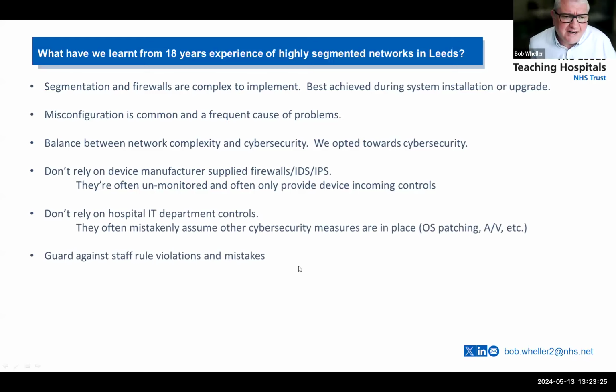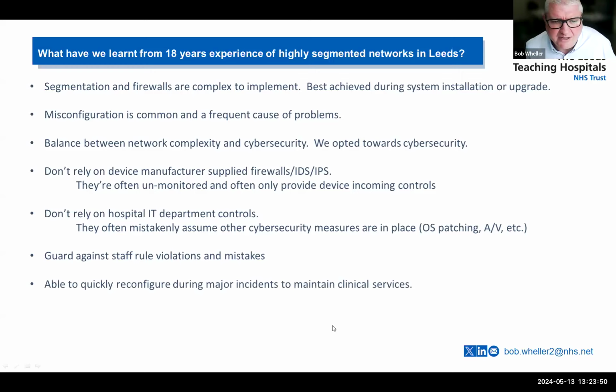And then the other thing is guarding against staff rule violations and mistakes. People make mistakes on systems, so we use the firewall to mitigate against errors that people might make, or rule violations. So people will log on to a CT scanner and try and connect to the internet or try and read their emails, despite the fact that they know fine well that they should not be doing that. And I mentioned quickly reconfiguring during major incidents.